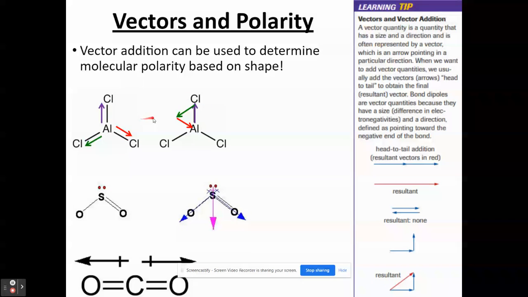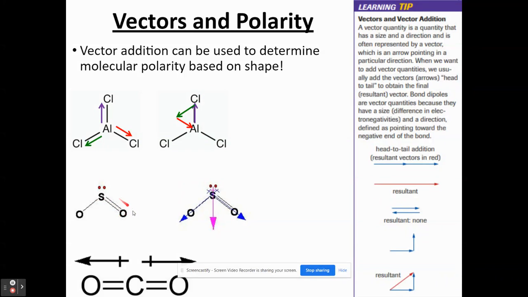What we do to figure out if they cancel out is we add them head to tail. So notice I have the purple arrow here. I put the green arrow, I connect its tail to the head of the purple arrow, and then I connect the tail of the red arrow to the head of the green arrow. And notice how they all end up meeting up again. This means they've canceled out. And so overall, this molecule is considered nonpolar.